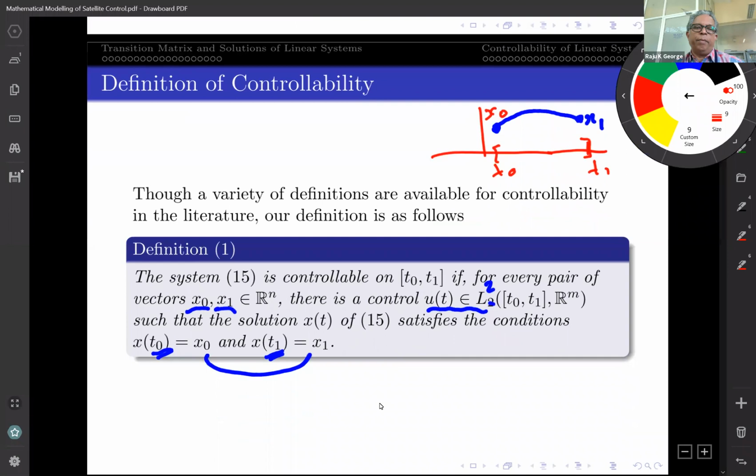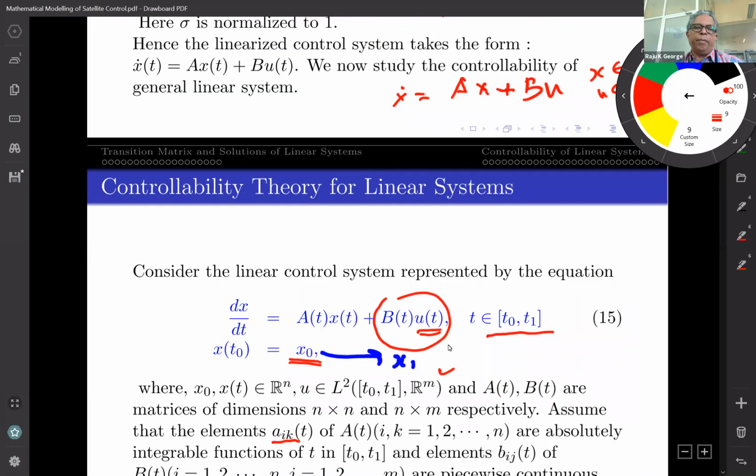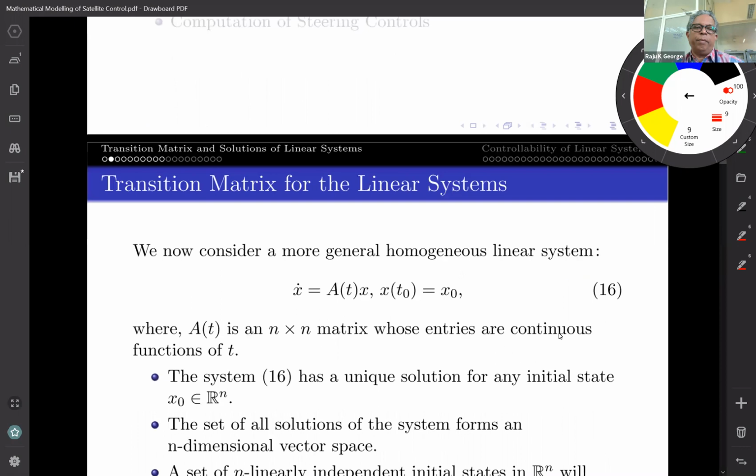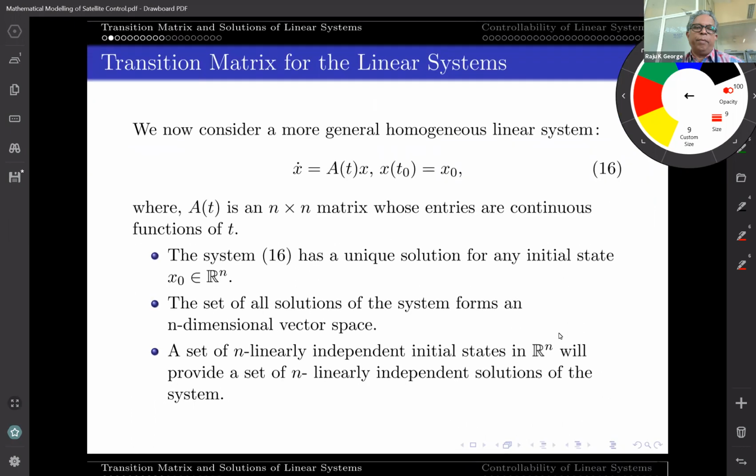To discuss the controllability aspect, we will first find a mathematical solution of this equation 15. This is a linear system. Since it is linear, everything is clear and well known, it's already developed. To derive a solution of the linear problem, I define what is known as a transition matrix, and by that I define the solution of the system. To define the transition matrix, I take the uncontrolled system, without the non-homogeneous part.